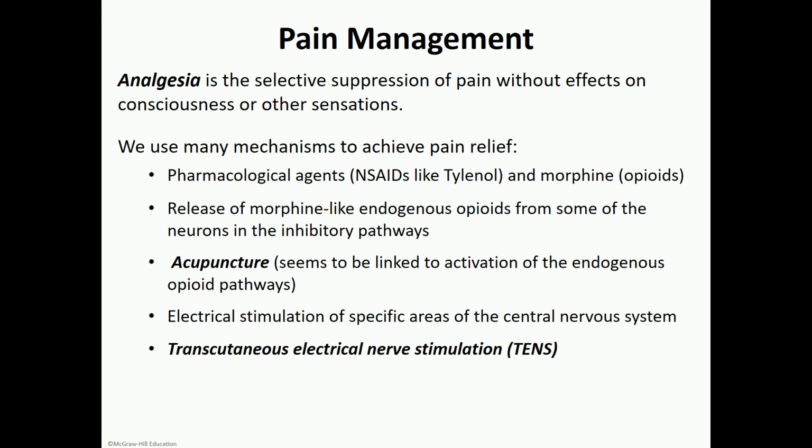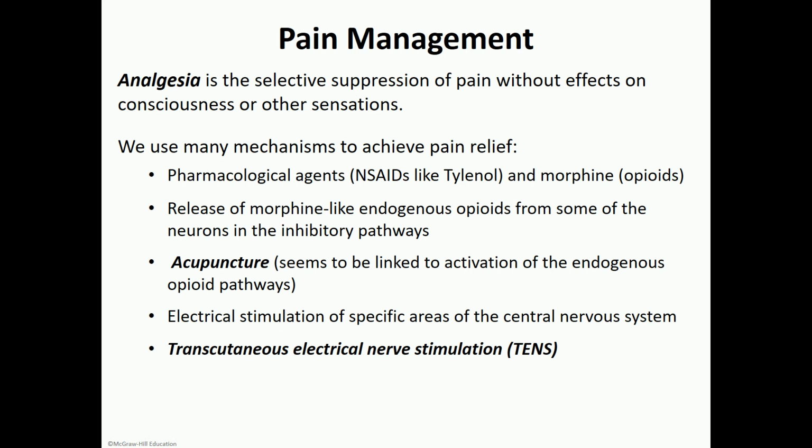A couple of things that we give. The most common is obviously pharmacological agents like NSAIDs, for example, Tylenol or Motrin. NSAID stands for non-steroidal anti-inflammatory drugs. These are drugs that help with inflammation. So they are anti-inflammatory, and they're not steroids. The generic name for Tylenol is acetaminophen. Or stronger drugs like morphine. Or sometimes, remember, we have our endogenous morphine that we make in the body.